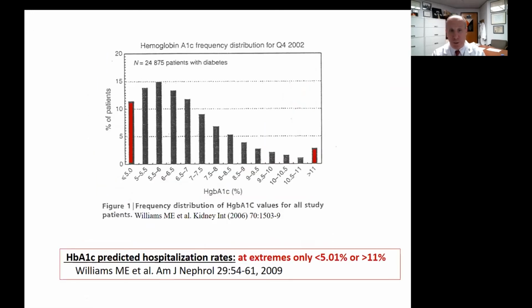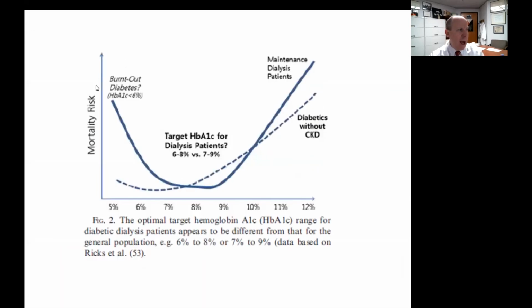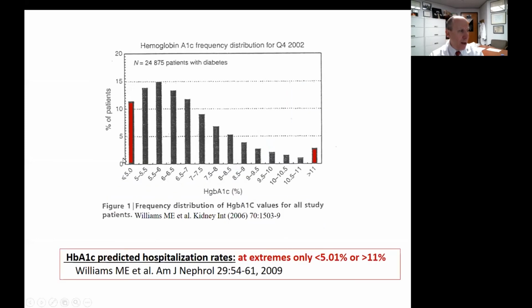After all that adjustment. This is the hospitalization data from Mark Wilson, the 25,000 patients, where you can see an A1C less than 5% or greater than 11% predicted hospitalization rates, but the 86% of values in the middle did not. So I think there are tremendous flaws with using A1C in hemodialysis and peritoneal dialysis.